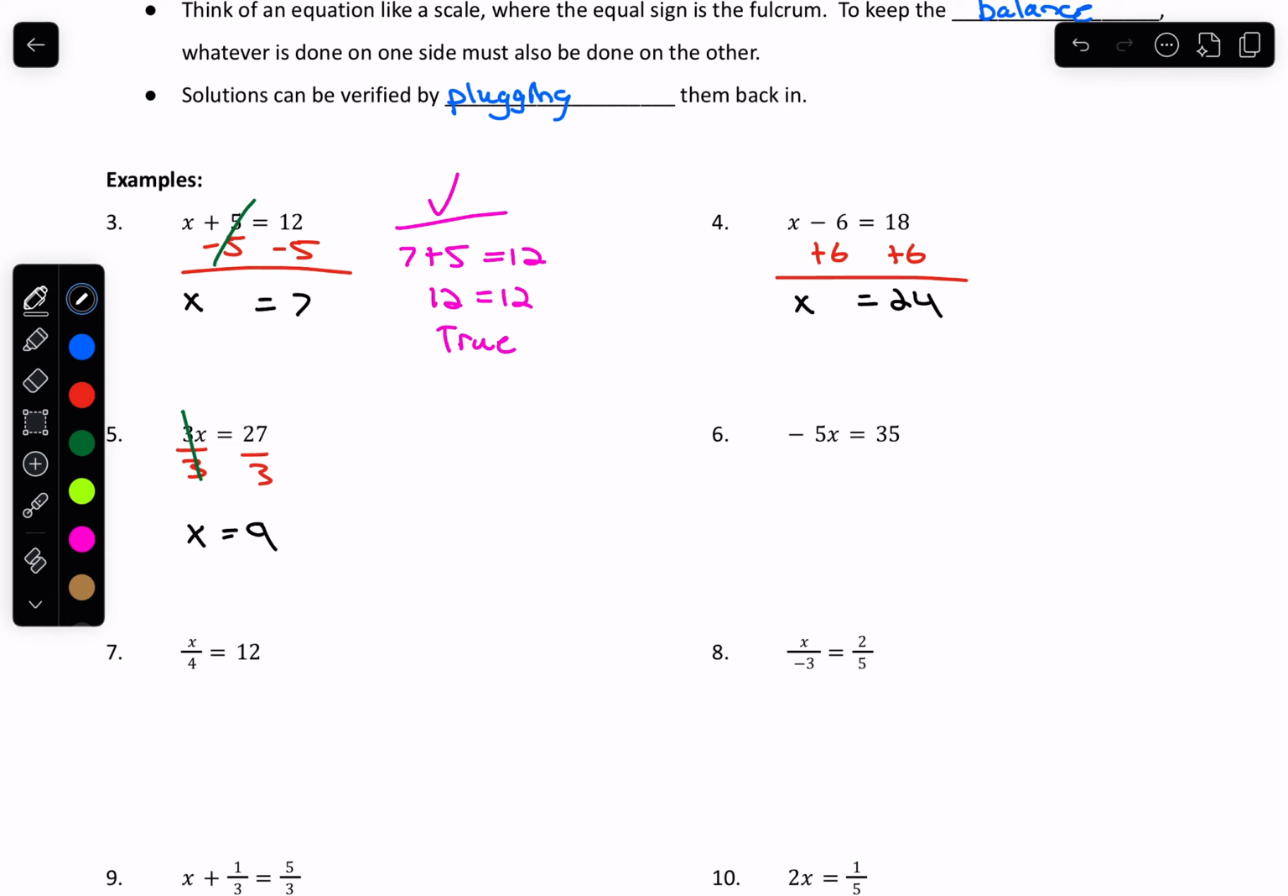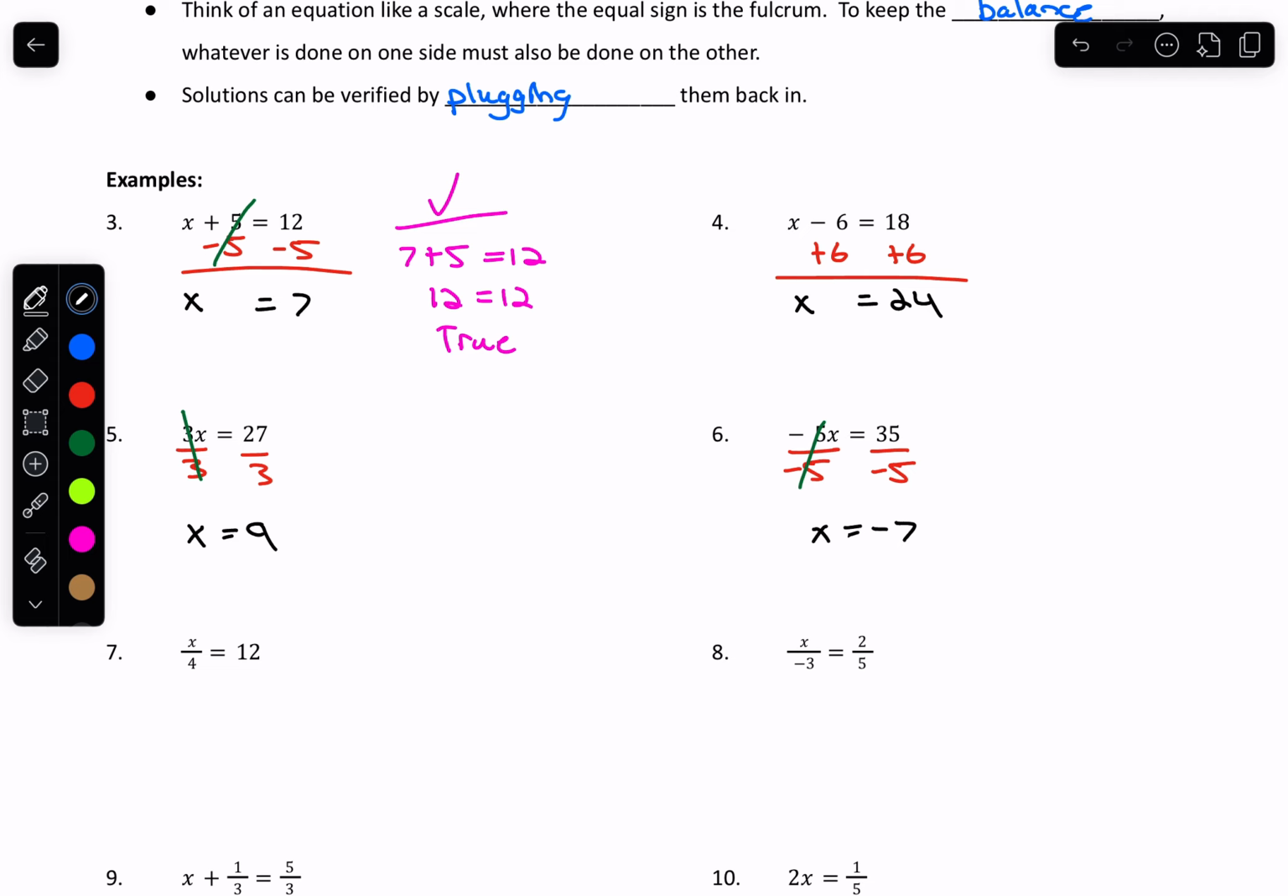Number 6, the only thing different is now we have a negative sign. So negative 5x equals 35. We're going to divide both sides by that negative 5 because, again, the inverse of multiplying by negative 5 is dividing by negative 5. I do that on both sides. On the left, my negative 5's cancel. I get x is equal to 35 over negative 5, which is negative 7, because a positive divided by a negative is a negative.